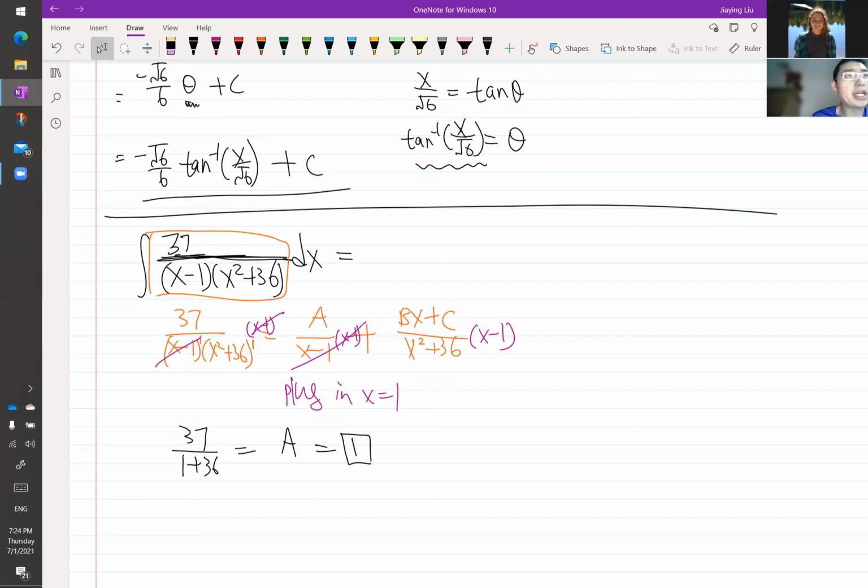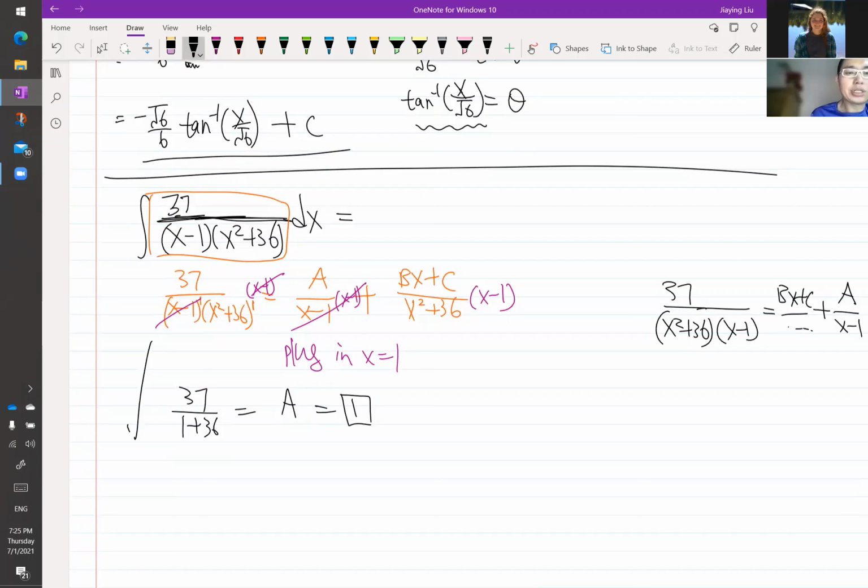So Aiden has a question: if those two factors are flipped, like if you have 37 over x squared plus 36 times x minus 1, absolutely, you can call any... you just have two fractions, right? You still have the same fraction. You can call this c or you can call this a, it doesn't matter. It just represents a constant that I'm looking for. So it doesn't matter. You can call that a, you can call this bx plus c. Doesn't matter, right?